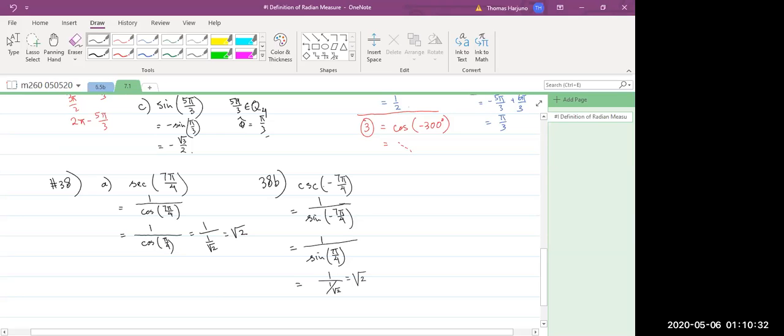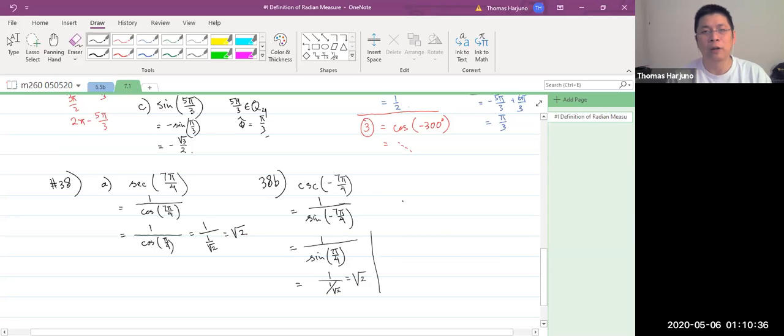Now, somebody else may do it another way. They say, oh, you know what? Can I do negative angle first? Fine, negative angle. So this is negative sine of 7 pi over 4. That's also okay. And then this equals 1 over negative sine of 7 pi over 4. 7 pi over 4 is quadrant 4, right? So sine is negative.